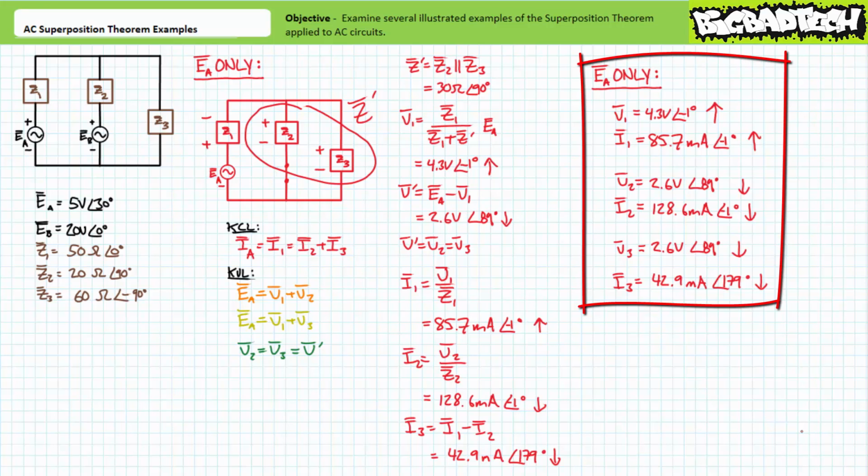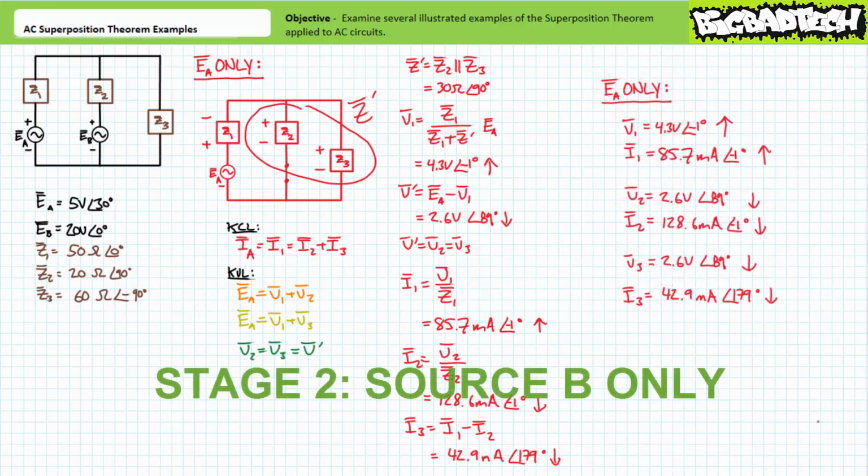Let's put these values aside and do the same thing for voltage source EB. Stage 2 of this illustrated example problem now dictates we solve for voltage across and current through each impedance element when voltage source EB is the source of interest and voltage source EA has been removed from consideration. Again, in addition to magnitude and phase shift, we clearly indicate assumed direction and polarity.